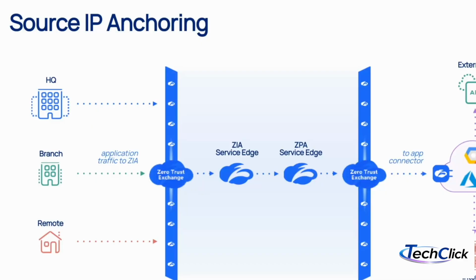We are discussing the topic called SIPA in ZPA. So basically, what is SIPA? SIPA is just source IP anchoring. It anchors your source IP. Let me do a deep dive on that.